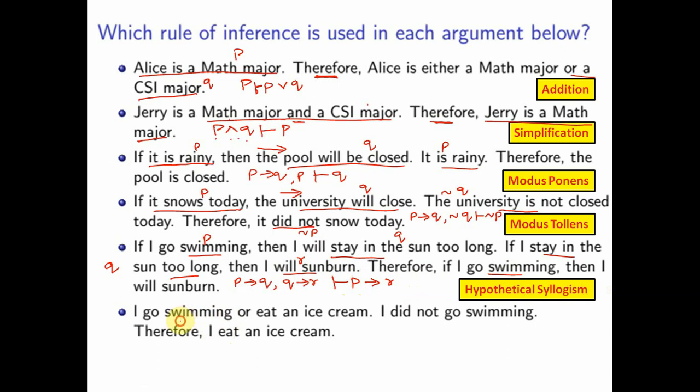Then, if I go swimming, P, or I eat an ice cream, Q. P or Q. I did not go swimming. That means not of P. Therefore, I eat an ice cream, Q. Yes, you are right. This is the disjunctive syllogism. So, you have correctly identified the different rules from the statements. Now let us see one example of how these will be applied to check the validity of an argument.